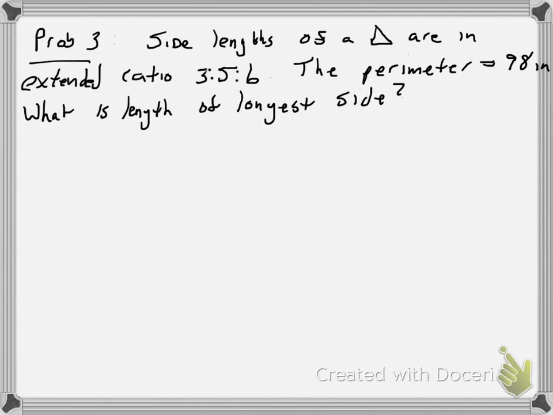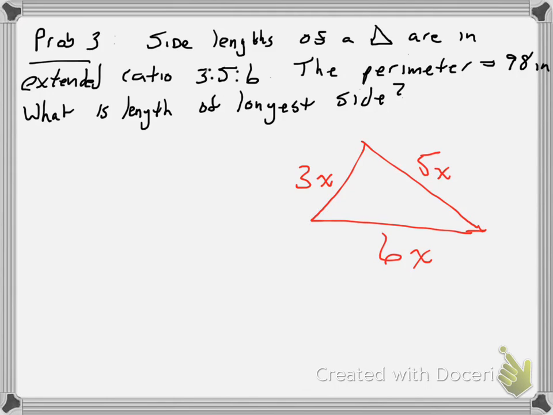Problem 3 talks about the side lengths of a triangle are an extended ratio 3 to 5 to 6. The perimeter equals 98 inches. Well, let's draw our picture. It doesn't matter what the triangle looks like, but we're going to draw a picture here. You see that our side lengths are 3 to 5 to 6. And being a ratio, that means it's going to be multiplied by a common factor, which is x.